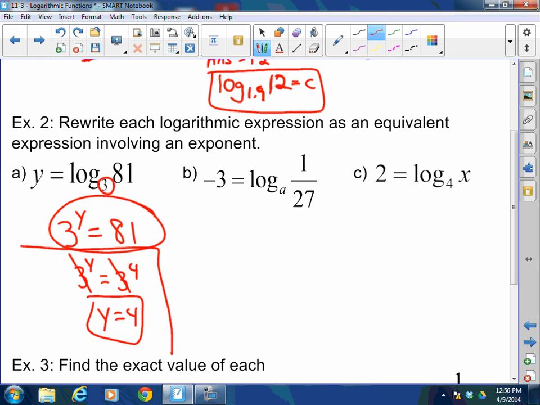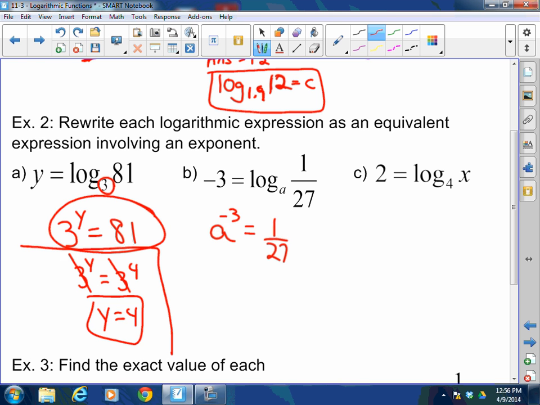Okay, how about here, my brothers? How would I write this as an exponential equation for us? An exponential equation, yeah. a to the negative 3 equals 1 over 27. Very good. Would I be able to do this exponentially? No, not too much.